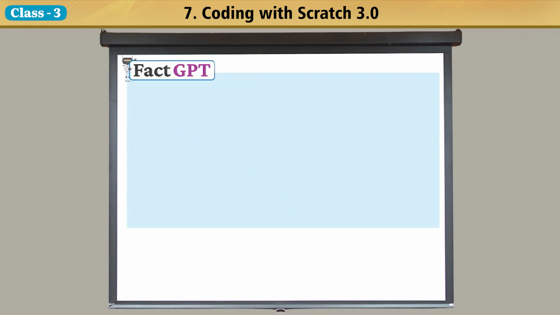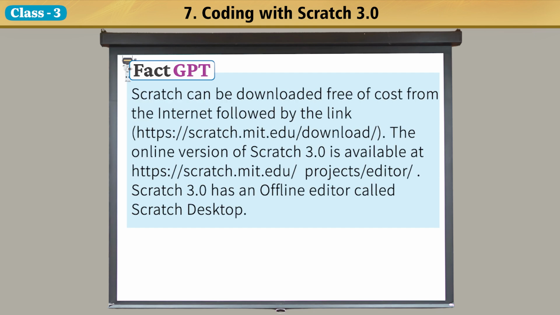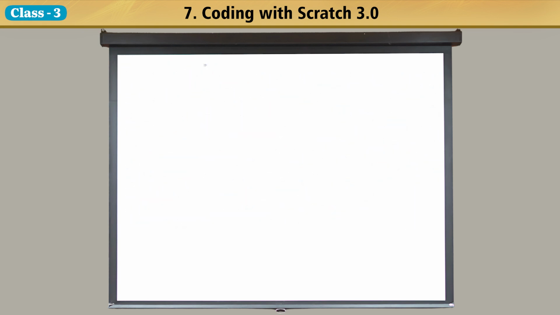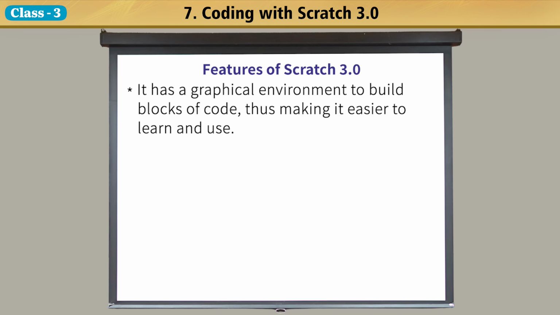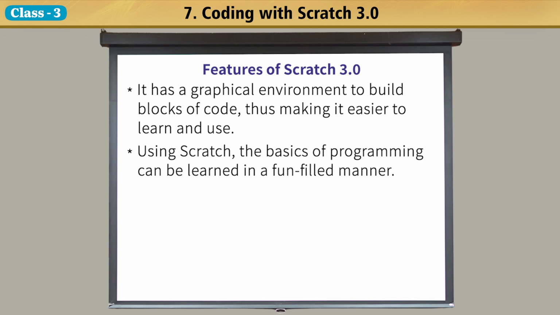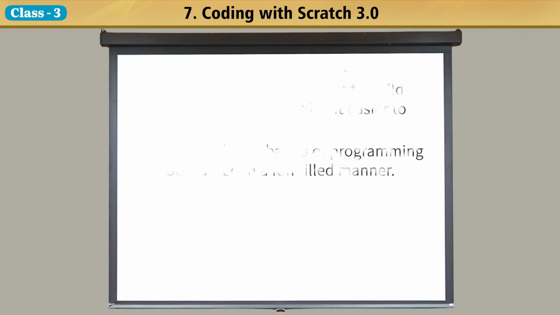Fact GPT. Scratch can be downloaded free of cost from the internet followed by the link. The online version of Scratch 3.0 is available at Scratch 3.0 has an offline editor called Scratch Desktop. Features of Scratch 3.0. It has a graphical environment to build blocks of code, thus making it easier to learn and use. Using Scratch, the basics of programming can be learned in a fun-filled manner.